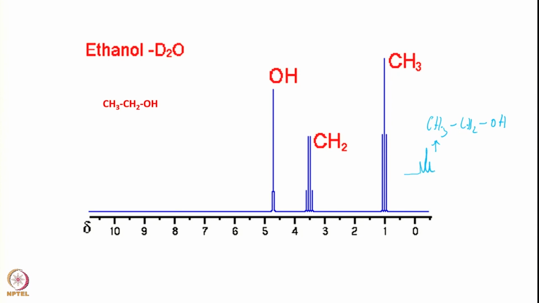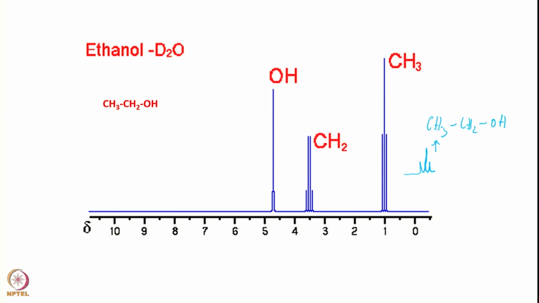And why is it a triplet? Because the central 2 lines are merging, because the coupling constant to the 2 methylene protons is the same, and therefore it will be a triplet. Now what about this CH2? Let us ignore the OH coupling at the moment, because sometimes you may not see it. CH2 is coupled to the CH3. How many couplings are there? These protons are chemically equivalent in the first place, and they are coupled to the CH3. So there are 3 couplings there.